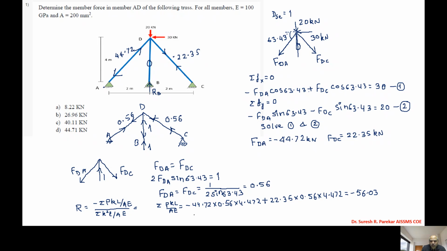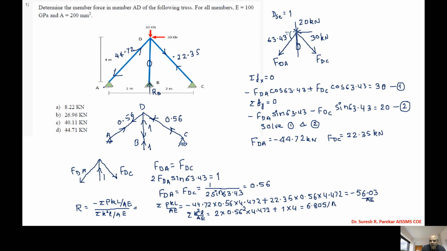Then we will go to summation K square L upon AE, and we will get this value equal to 2 times K, we have 0.56 square, L we have 4.472, plus we have middle member, so that is 1 into 4. And if we calculate this value, we will get 6.805, both upon AE.